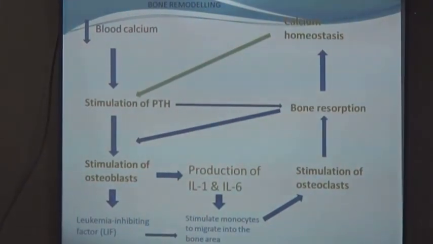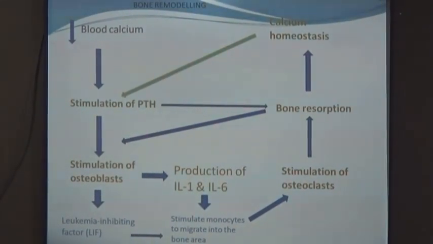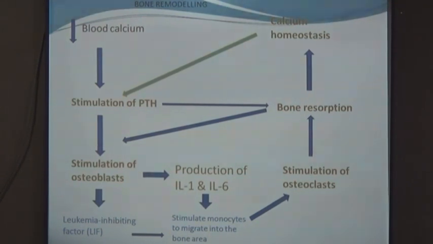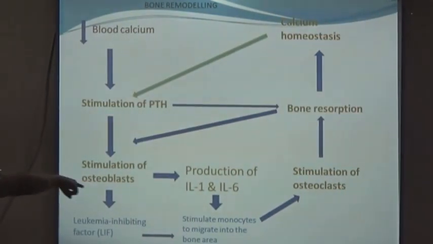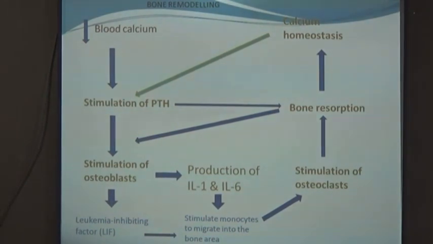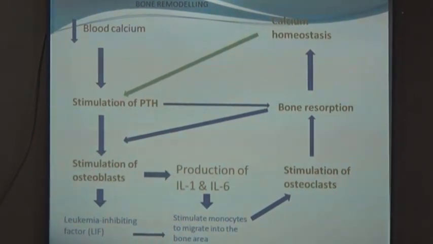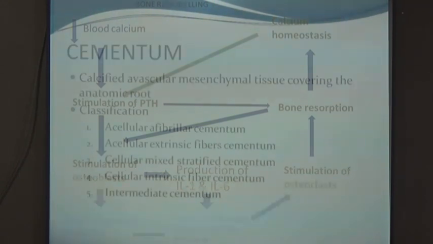So what you understood here, stimulation of monocytes to migrate to the bone area is very important for osteoclast formation. Yes or no? You have understood, no? See, this cycle, everything goes here. It stimulates monocytes to migrate into the bone area. This is the one which creates stimulation of osteoclast. Once osteoclast is formed, naturally there is going to be bone resorption. This cycle you should understand. Have you understood? Can I go to the next slide now?